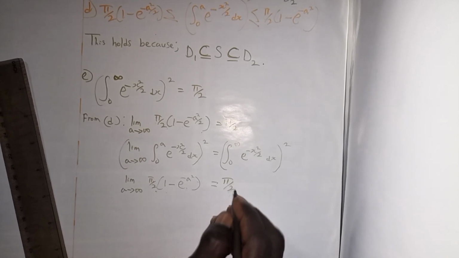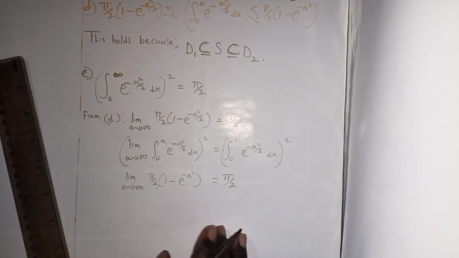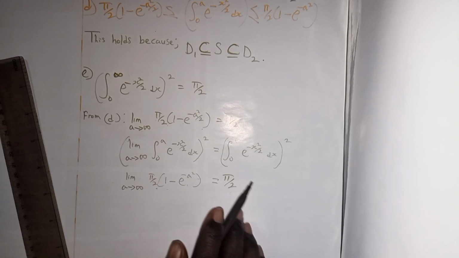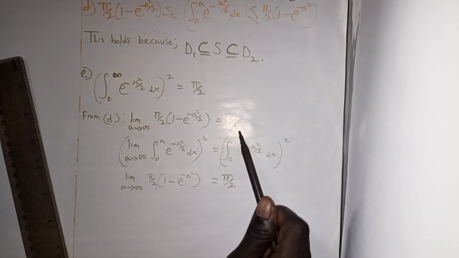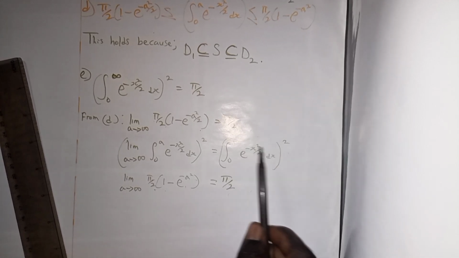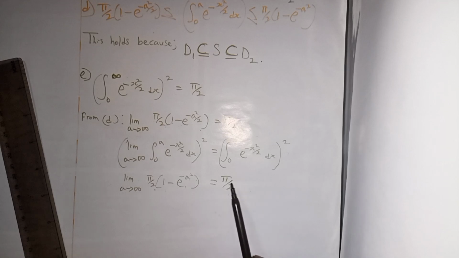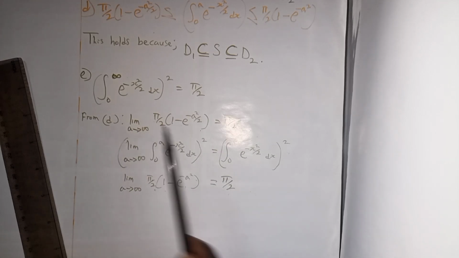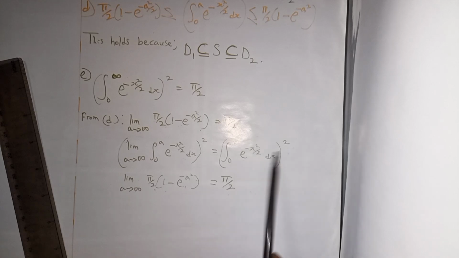So now with this limit inserted and with the condition that we are given in D, we are able to derive that D1 is a subset of S, and S, that is the square, is a subset of D2. So we are saying this pi over 2 is less than or equal to this integral square, and this integral square is less than or equal to this pi over 2. They are both the region below and above S, that is the square region, which is pi over 2.